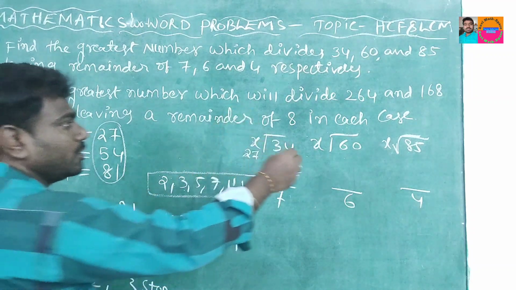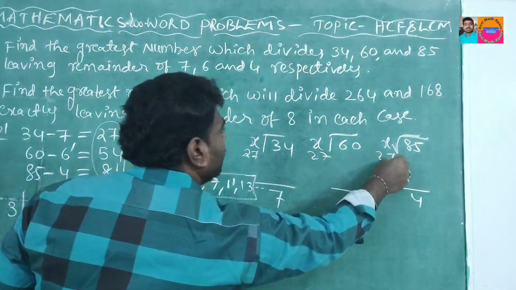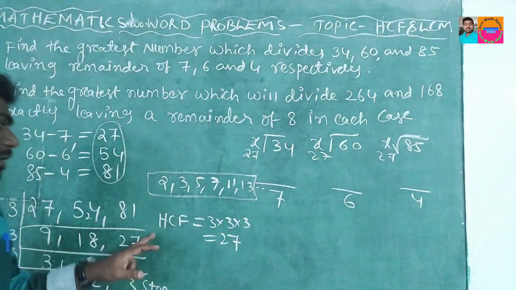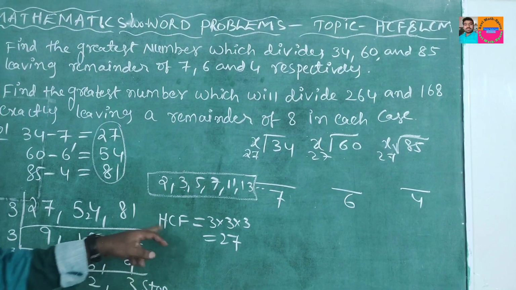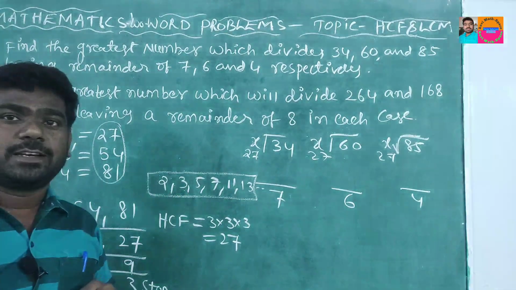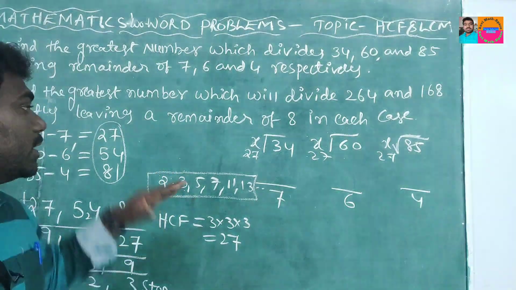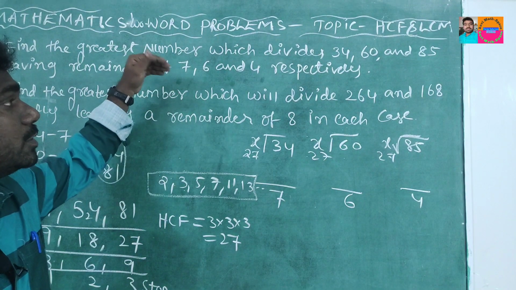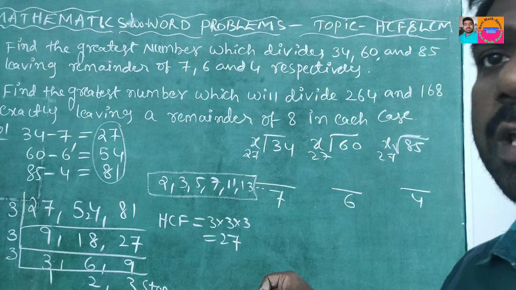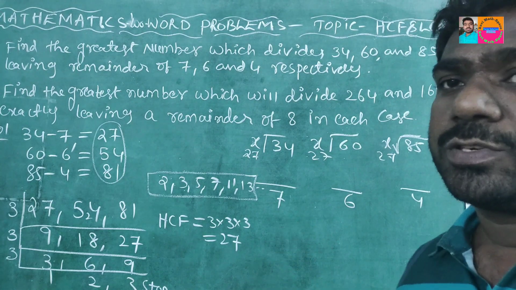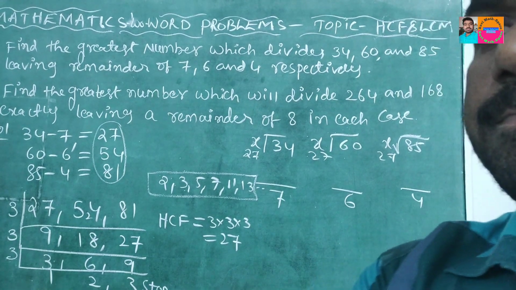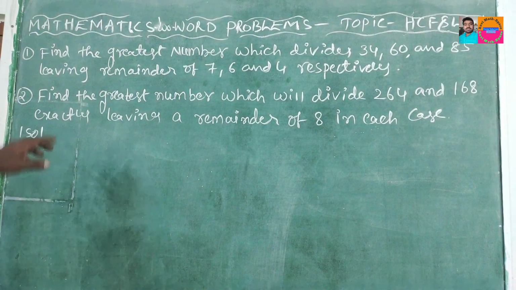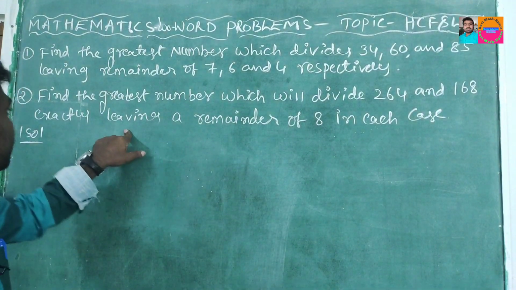You can check it also, here also 27, here also 7. Therefore, what is the greatest number? 27. Like this we have to do. It is the process. Do you understand? Okay. Now the second question. Let's see the second question.